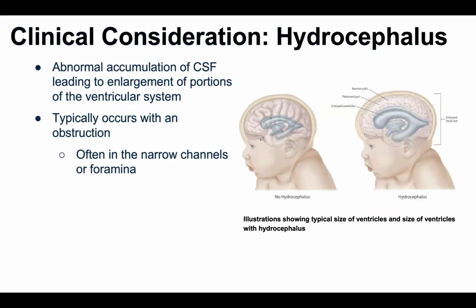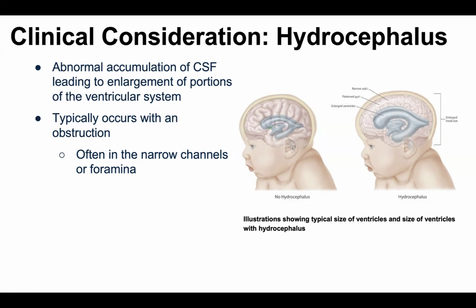Now, in certain pathological conditions, there can be abnormal accumulation of CSF, and that can lead to enlargement of portions of the ventricular system, or sometimes the entirety of the ventricular system. Blockages or obstructions are most common in those narrow channels or the foramina or apertures, and a blockage would most greatly affect the size of the more proximal ventricles to where that blockage occurs. So, say there is a blockage in the interventricular foramina, this would most greatly affect the lateral ventricles and much less so in terms of the third and the fourth.